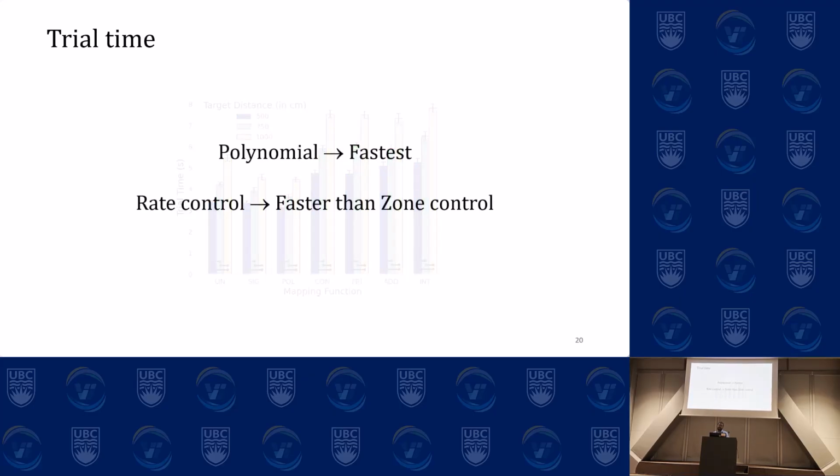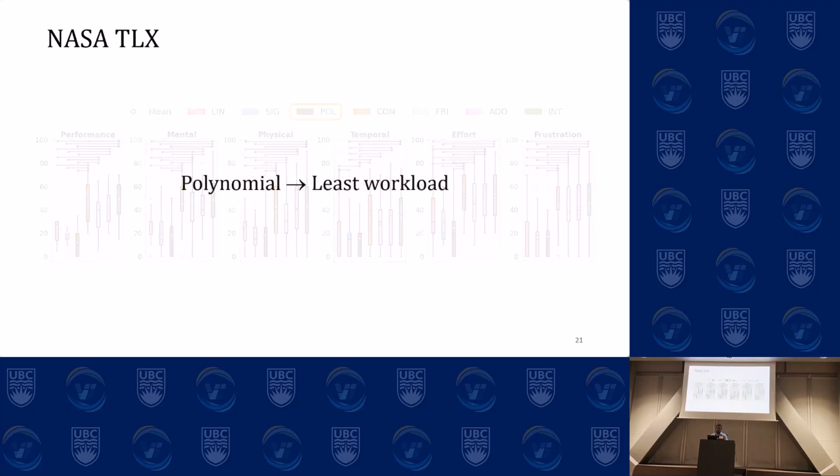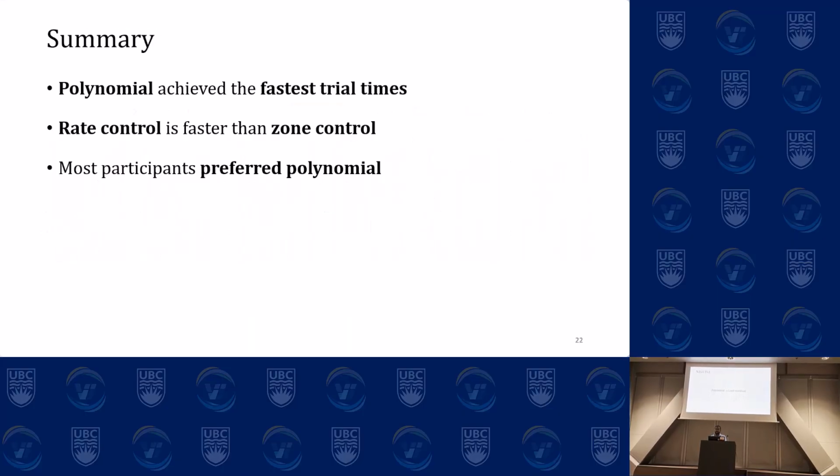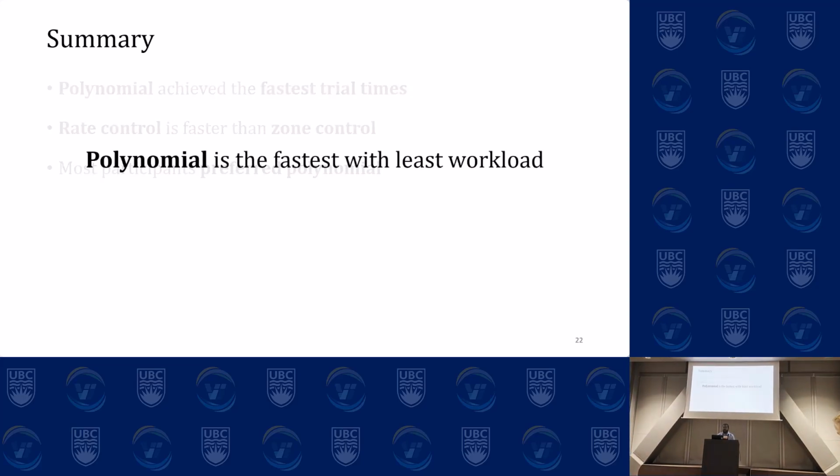Due to time constraints, we are summarizing the results. From the study results, we found that the polynomial function was the fastest. Also, rate control mapping functions were significantly faster than the zone control functions. We also found that the polynomial was more preferable in terms of the NASA-TLX criteria. So the polynomial was the fastest mapping function with the least workload. However, we need to see how it compares against commonly used industry standard techniques.